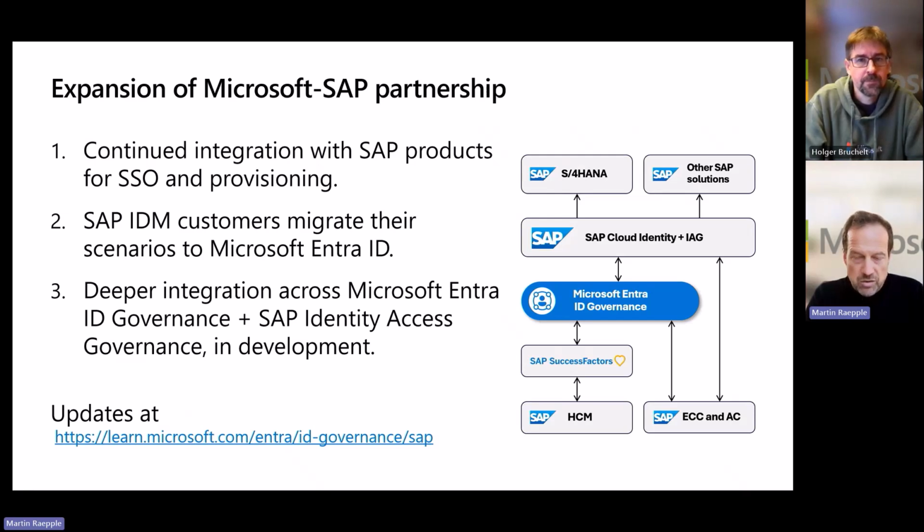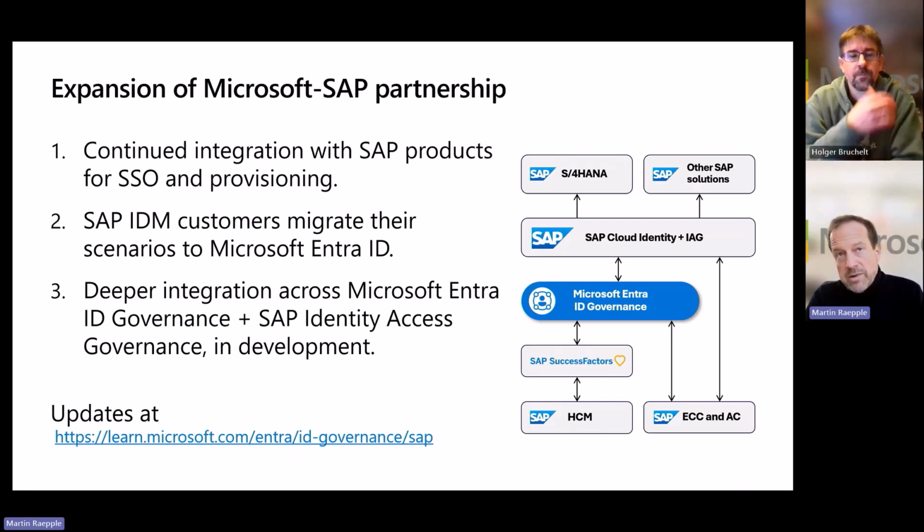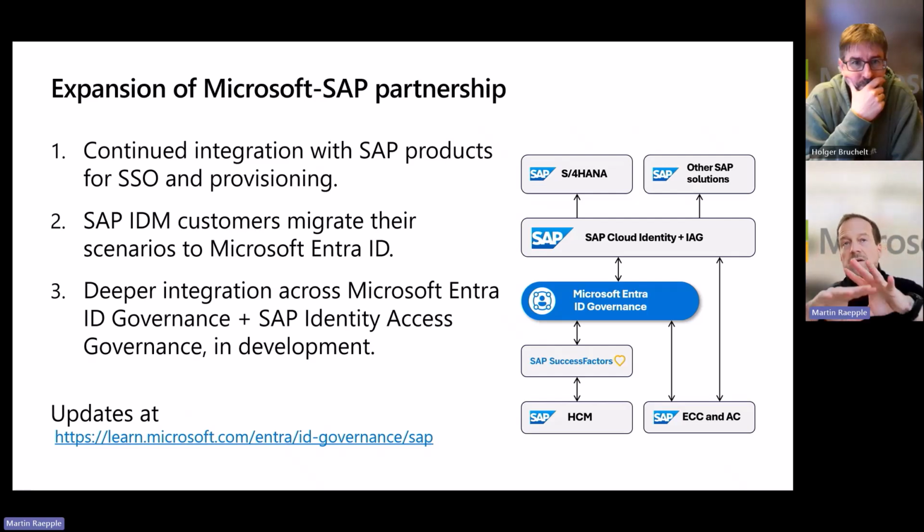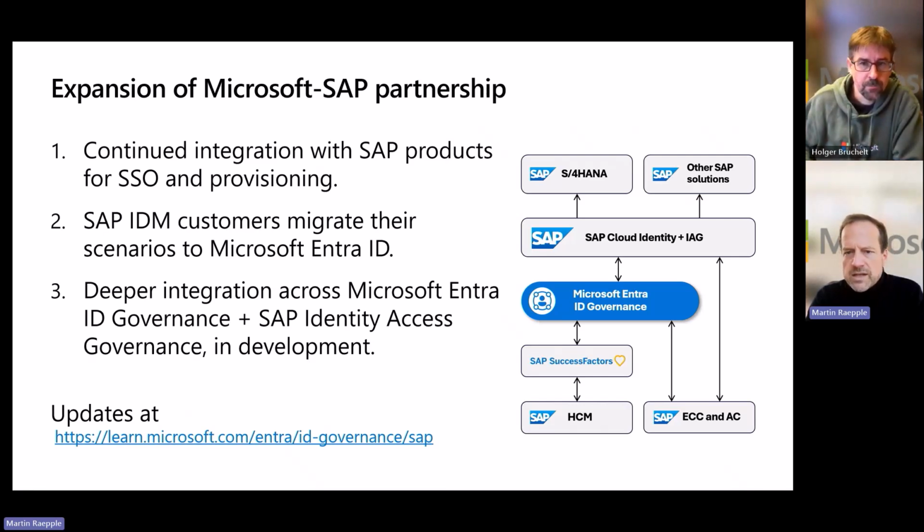What did both companies agree? We said we want to deepen the integration between Microsoft's and SAP's product portfolio in the area of identity and access management. What does that mean? On the Microsoft side, that means a close integration of SAP's portfolio with Microsoft Entra, specifically Entra ID Governance, which is a subcomponent within the overall Microsoft Entra portfolio that specifically focuses on identity and access lifecycle management, implementing workflows, approval workflows, etc.